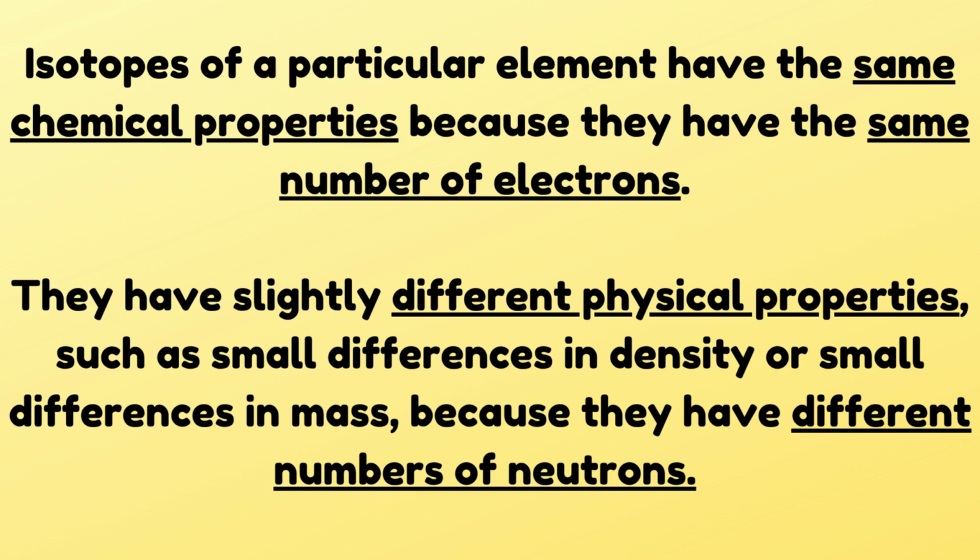Isotopes of a particular element have the same chemical properties because they have the same number of electrons. Electrons are not changing. Same electrons, same chemical properties. But they show slightly different physical properties, such as small differences in density or small differences in mass, because they have different number of neutrons. So neutrons give the differences in mass or density.